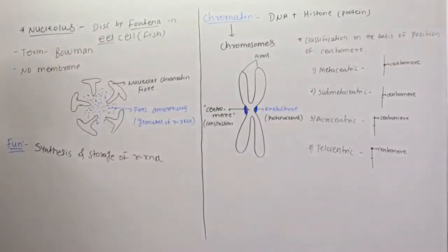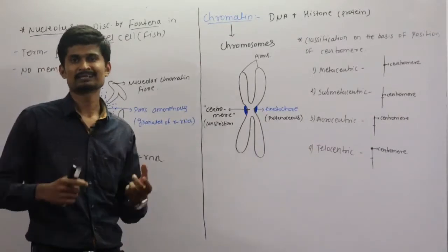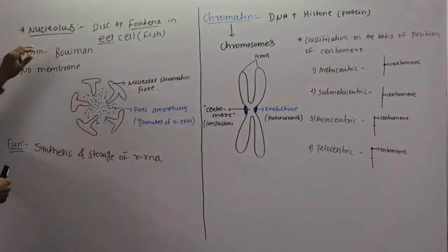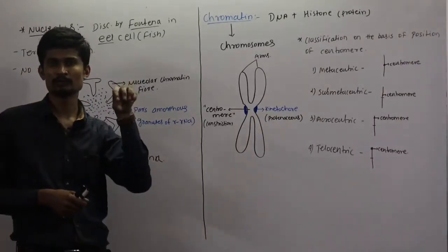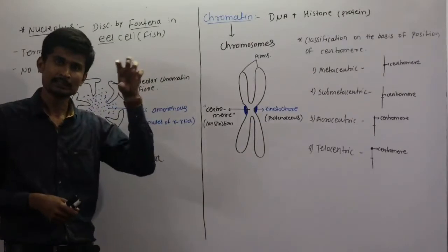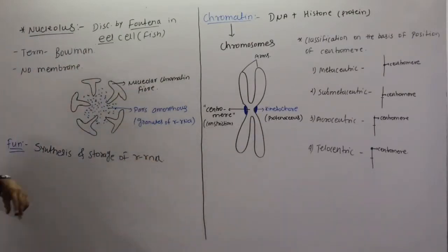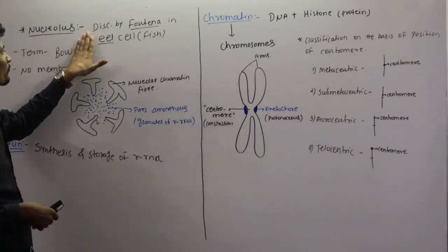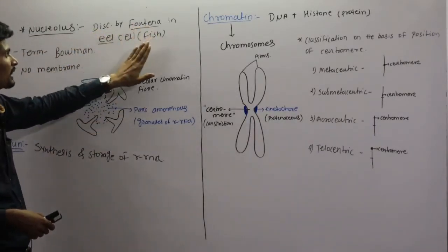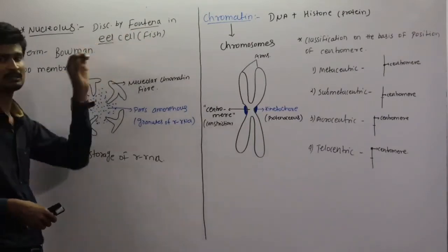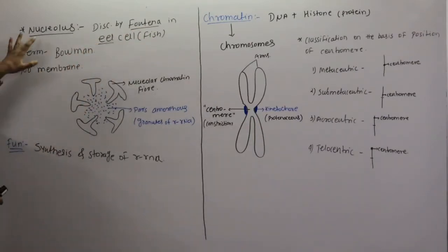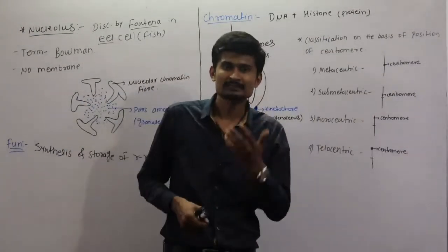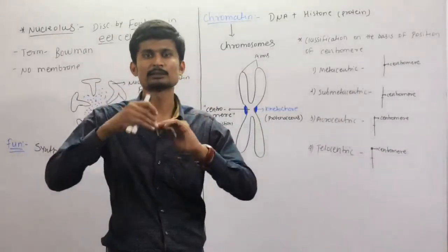The next topic is the nucleolus and the chromatin. These are the last topics of this chapter, Cell, the Basic Unit of Life. So first one is the nucleolus. The nucleolus is a dark-stained body which is observed inside the nucleus. The nucleolus was discovered by the scientist Fontana in the eel cell. Eel is a fish. Then the term nucleolus was given by the scientist Baumann. Why is it called nucleolus? Because it is present inside the nucleus.